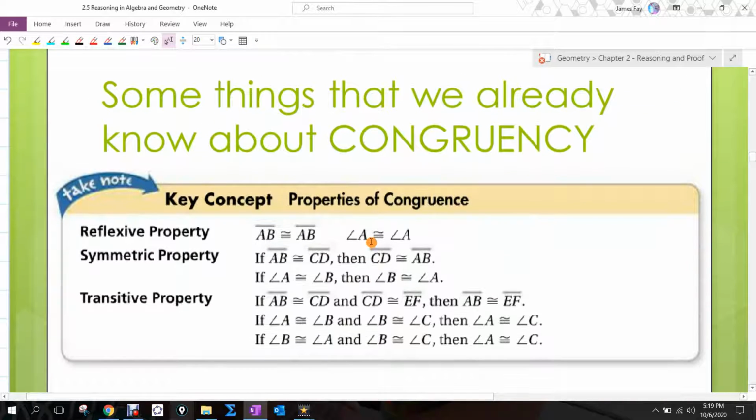Here are some properties about congruency. These are some things that we already know. We already knew that A was equal to A. That was the reflexive property, and A stood for a real number.